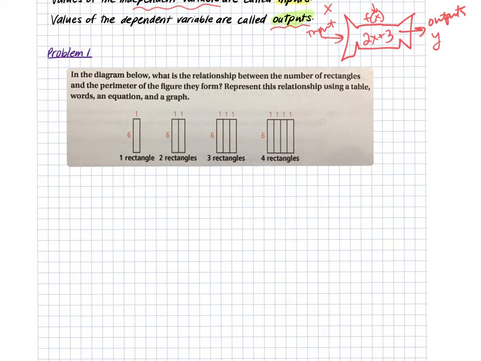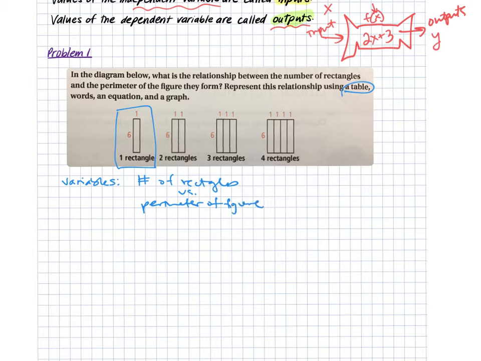Anyway, here's the first problem that we're going to discuss. In this diagram, what's the relationship between the number of rectangles and the perimeter of the figure that they form? Represent this relationship using a table, words, equation, and graph. I think the best way to start with this is a table, right? For each situation, our variables are going to be the number of rectangles versus the perimeter of the figure that it forms.